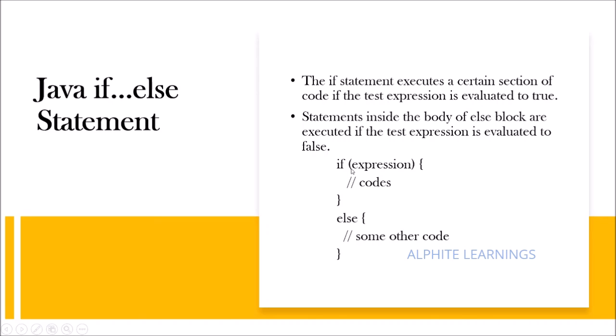So if, open curly braces, whatever condition you need to check goes inside this bracket. Then whatever action needs to be performed if the expression is true, that code will go here. And else is like, if this condition fails, what should happen goes inside the else block.